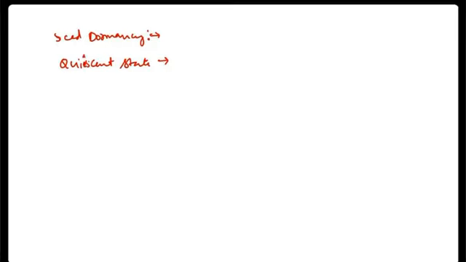So there are two terms. One is seed dormancy and the second one is the quiescent state. These are the most confusing terms that are used in seed dormancy. So can anyone tell me the difference between seed dormancy and the quiescent stage or quiescent state?